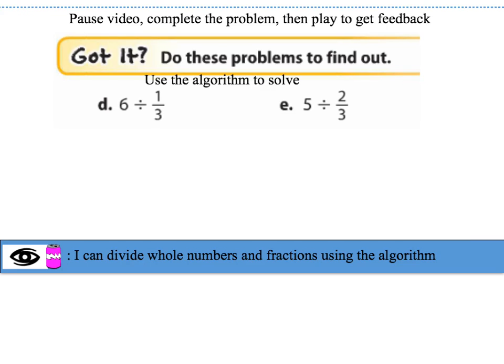Let's practice. Pause the video, complete the got it problems, then go back to check your answers.